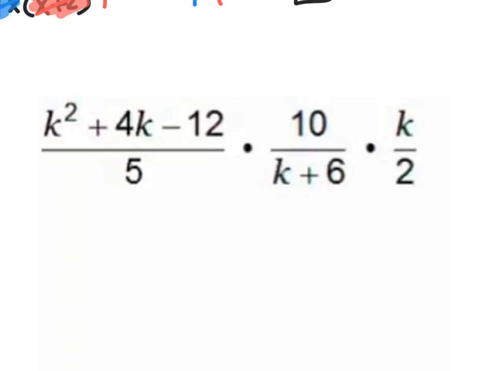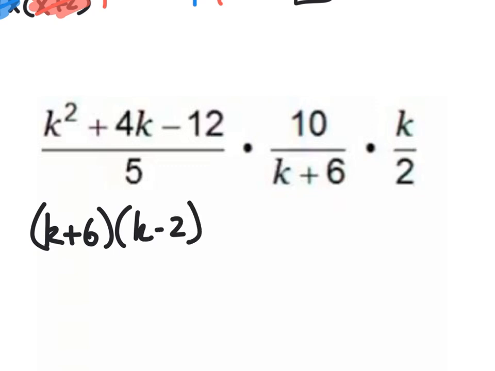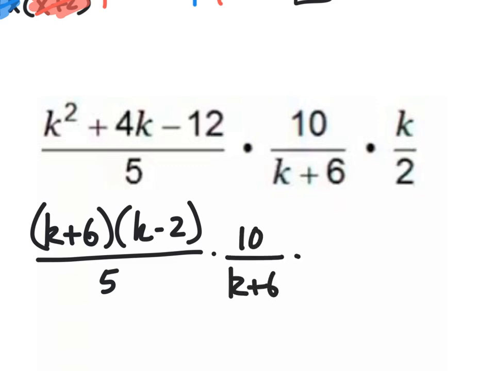And so when I do this, I'm going to do k plus 6 times k minus 2, all over 5 times 10 over k plus 6 times k over 2. Now, one of the things that I can do with rational expressions, when you're multiplying these, you're just multiplying straight across, top and bottom.